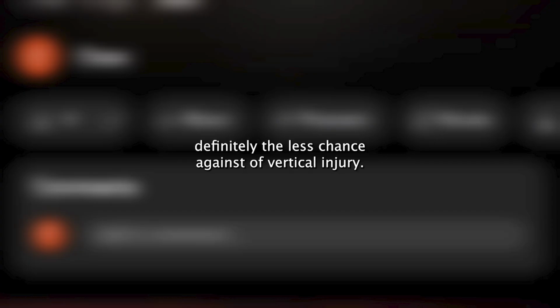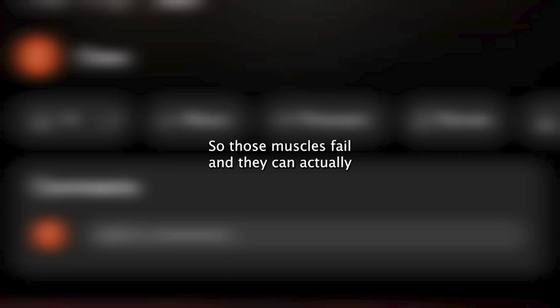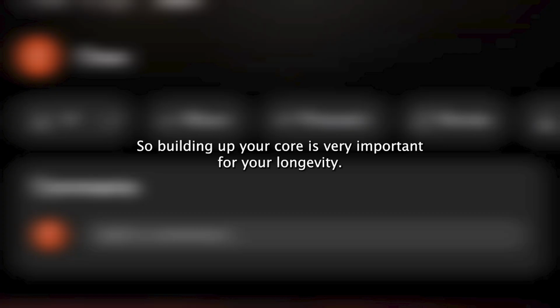The more you develop strength in the anterior part of your body, the less chance, I'm not saying it's definite, but the less chance of getting vertebral injury. Because when you have weak stomachs, you're putting all the pressure on your back and it can't take it. So those muscles fail and they can actually pull your vertebral column out of position. And that can be very painful and disabling. So building up your core is very important to your longevity and to have function.